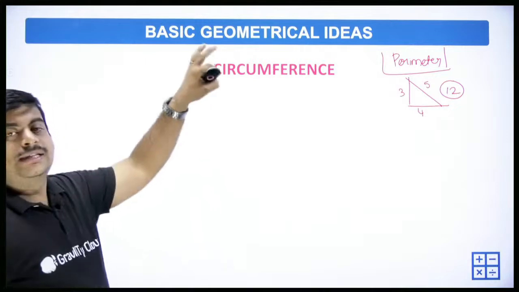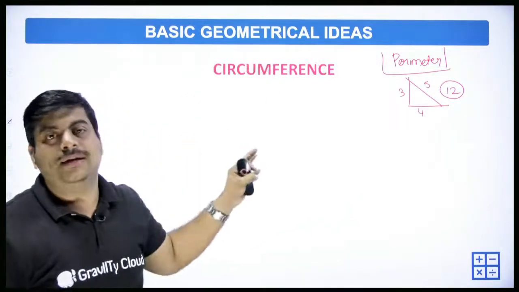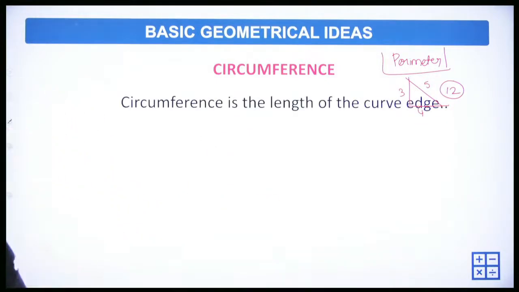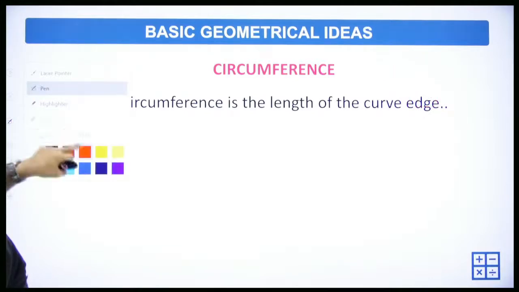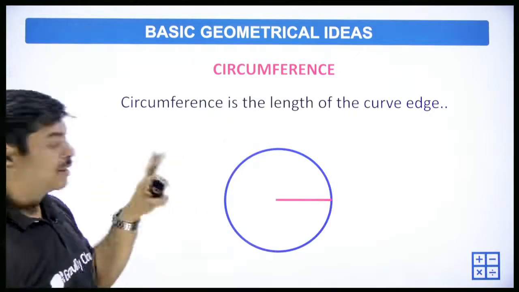Now, if you're discussing circumference, as we discussed perimeter for a polygon, the same thing is circumference for a circle. Circumference is the length of the curved edge. Circumference is the length of the curved edge, right? So this is a curve.